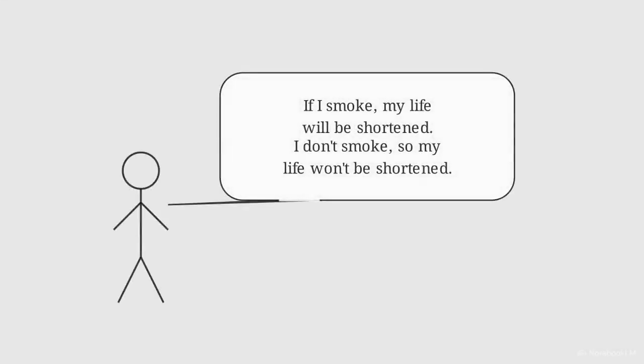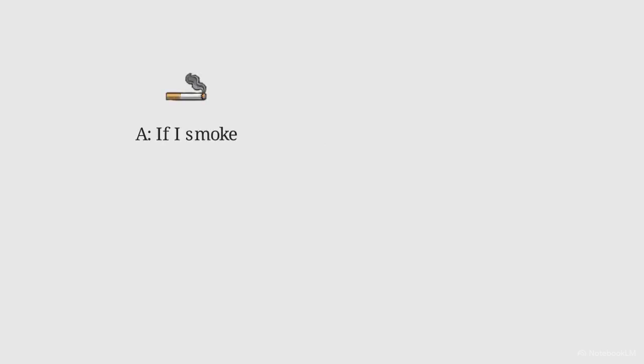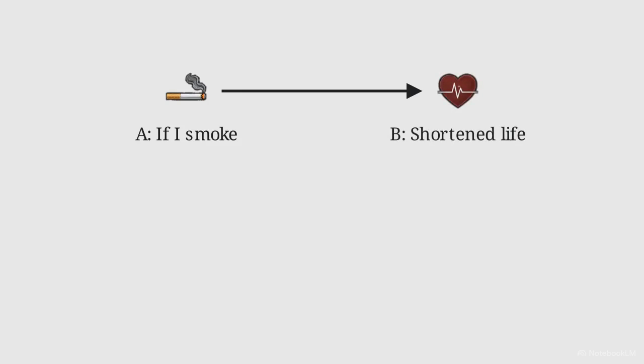Let's test this with a practical example. Someone might argue, if I were a heavy smoker, smoking would shorten my life. But I don't smoke, so I expect to live a long and healthy life. This diagram maps the English phrases to the logic structure. If I smoke becomes the antecedent, A. My life will be shortened becomes the consequent, B. The arguer then claims not A, they don't smoke. Then they draw their conclusion, therefore not B, my life will not be shortened.